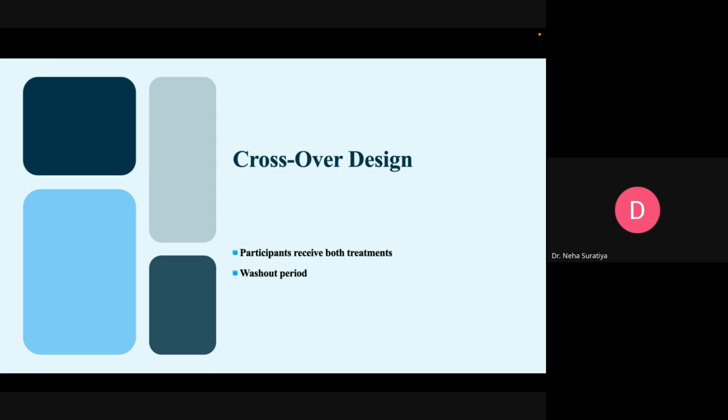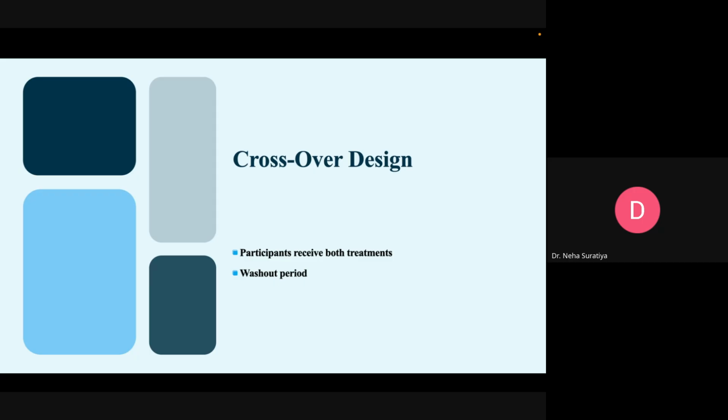For example, in phase 1, group A receives drug A and group B receives drug B. But they will be assigned a washout period. Okay. And then it is switched, so group A receives drug B, and group B receives drug A. What is a washout period?